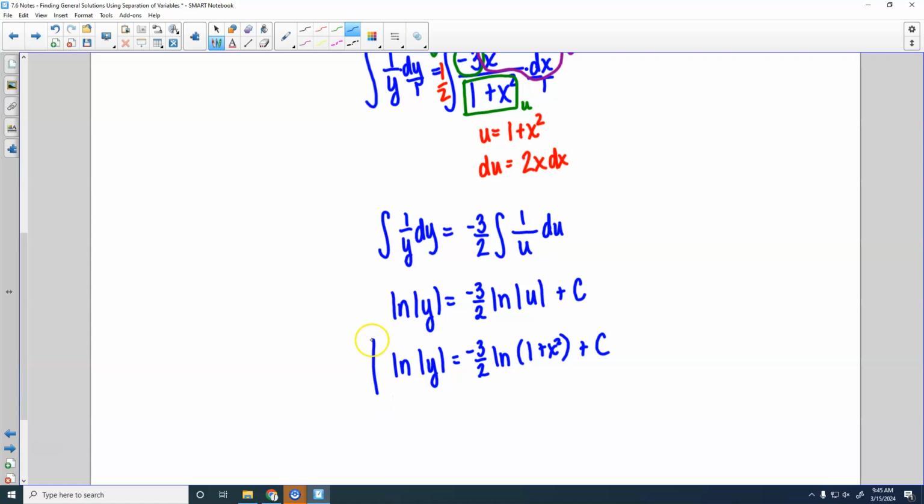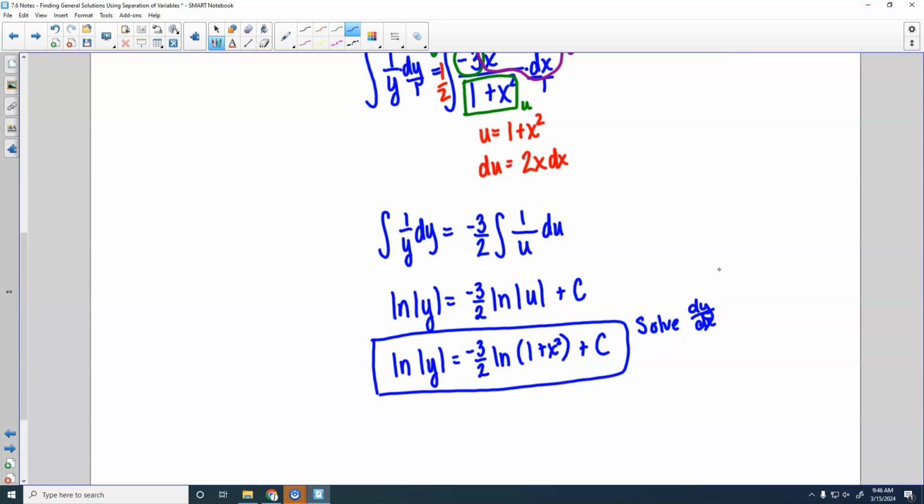This is, if all they ask you to do is solve the differential equation, this is done. They might ask you to solve for y. Yeah, they would. They would do it.